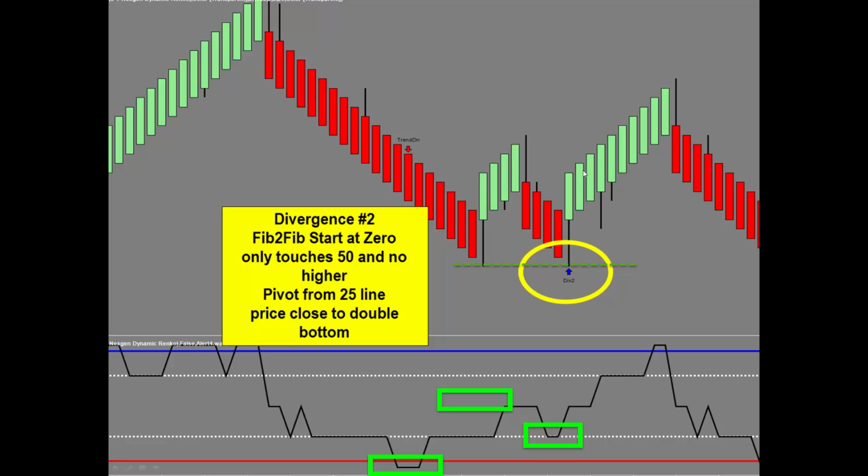And that's really all that you need to know with the Fib2Fib oscillator. Watch for sharp points. Watch for these divergence patterns at key areas in your trigger lines. And it's really going to help you add some structure to the market and give you some additional trading opportunities.